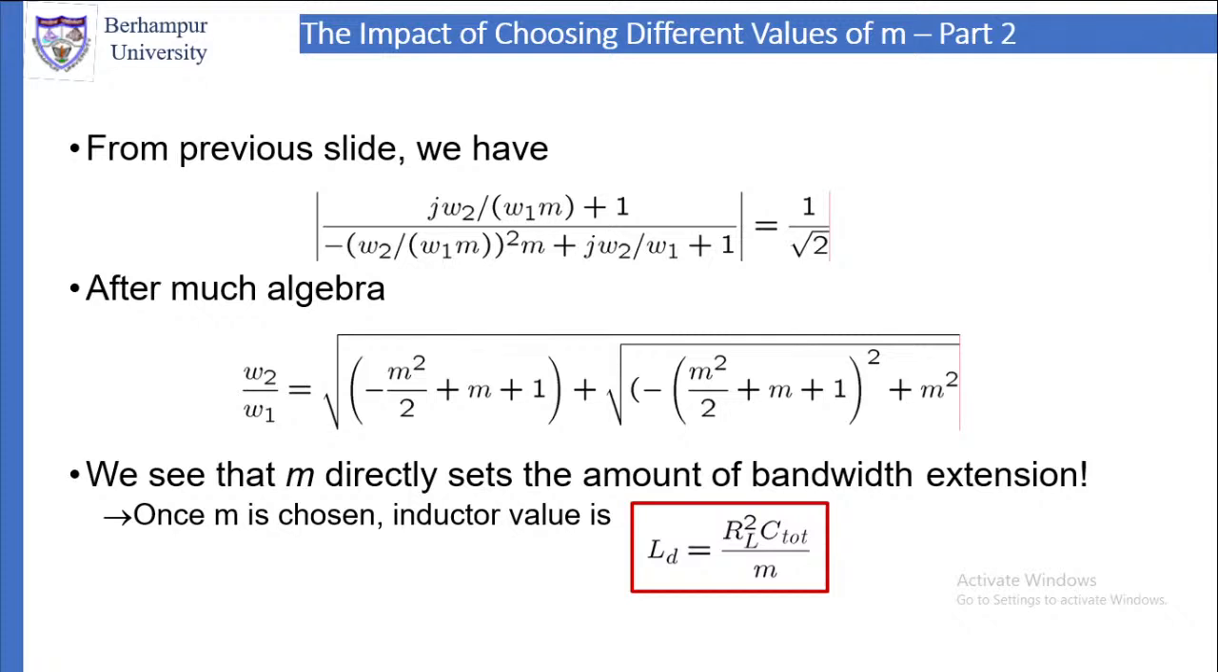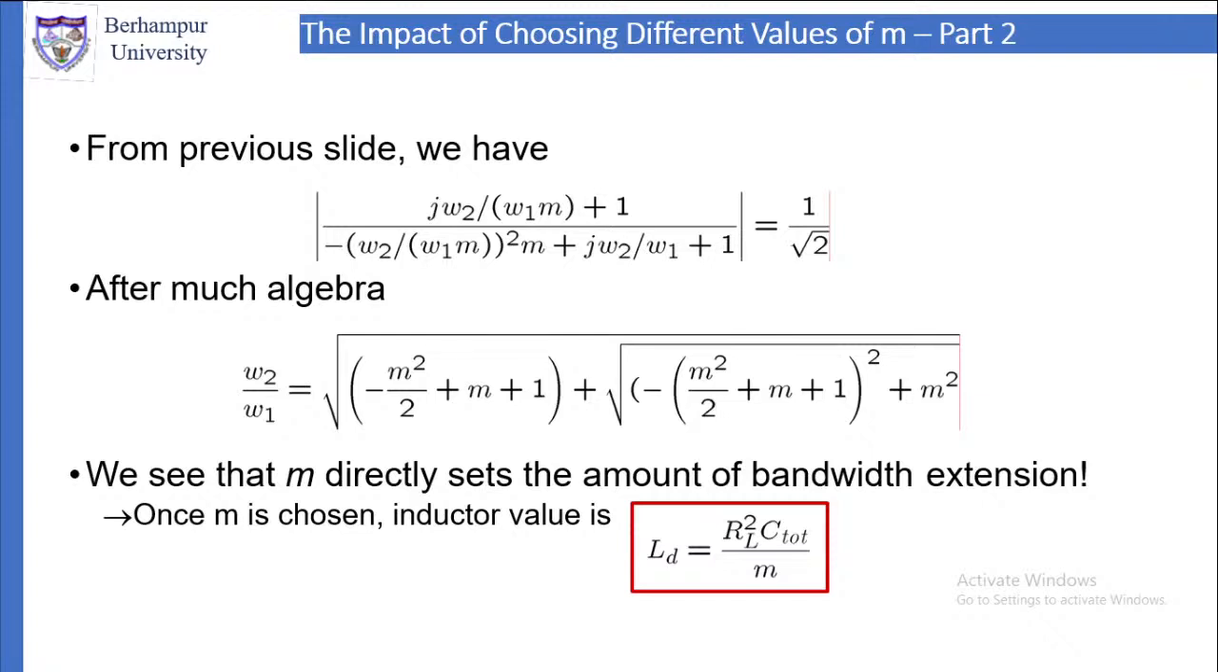Now the first equation that we have seen in the previous one, do some algebraic manipulation and solve this for omega 2 by omega 1. So omega 2 by omega 1 will be this factor, square root of 3 terms. The first term is minus m square by 2 plus m plus 1. The second term, which is added to the first term, is the square root of 2 more terms: minus m square by 2 plus m plus 1 whole square, plus m square.